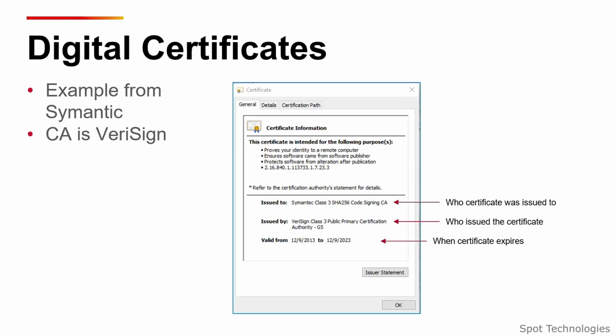It's got the same type of information on it that would be on a passport or a driver's license. Here's an example of a digital certificate from Symantec, and the certificate authority was VeriSign. On their certificate, it shows who it was issued to, who issued the certificate, and when it expires, just like your driver's license or passport would expire at some point. So it has that same type of information.